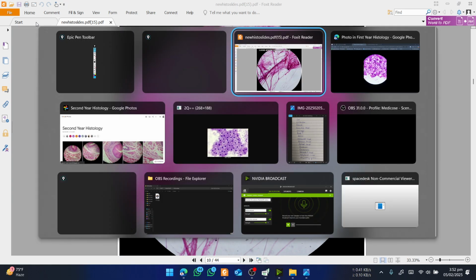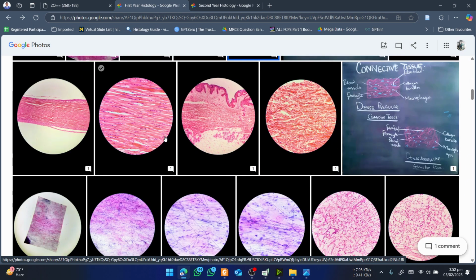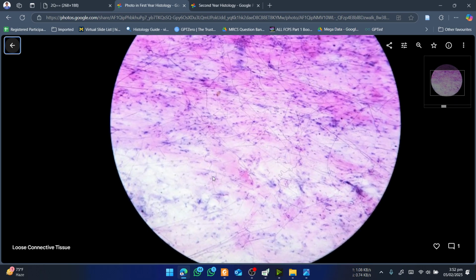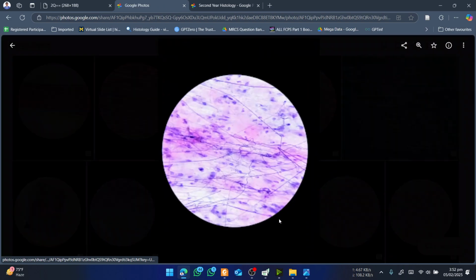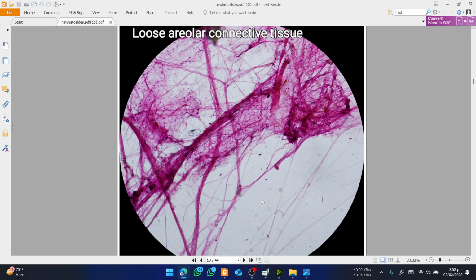Loose connective tissue, as the name indicates, it is the connective tissue that is loose, and it has a very less number of cells and fibers, and majorly it is composed of ground substance with fibers between them. So it is a very characteristic appearance. Usually cell nuclei are placed very far apart from each other, and there is fiber running between them, so it is very easy to identify. So that is the loose areolar connective tissue.